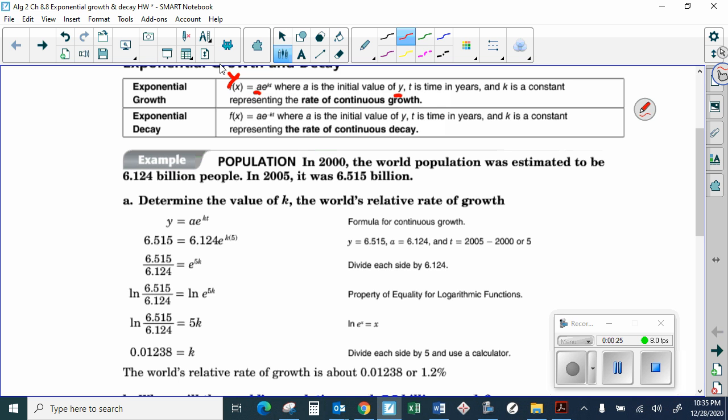T is time in years, not months, years, and k is a constant representing a constant growth.